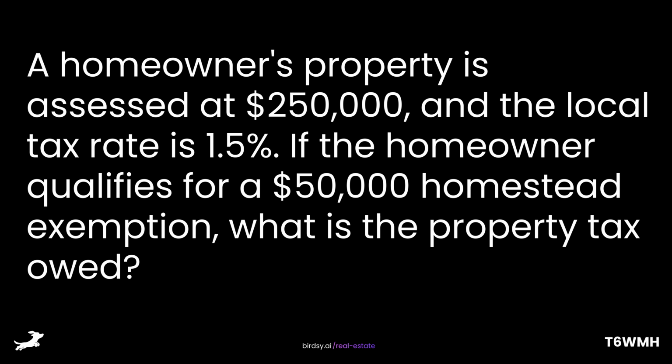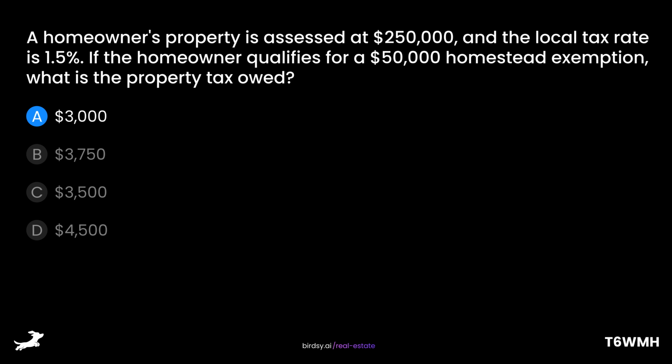A homeowner's property is assessed at $250,000, and the local tax rate is 1.5%. If the homeowner qualifies for a $50,000 homestead exemption, what is the property tax owed? Is it A, $3,000, B, $3,750, C, $3,500, or D, $4,500? The answer is A.